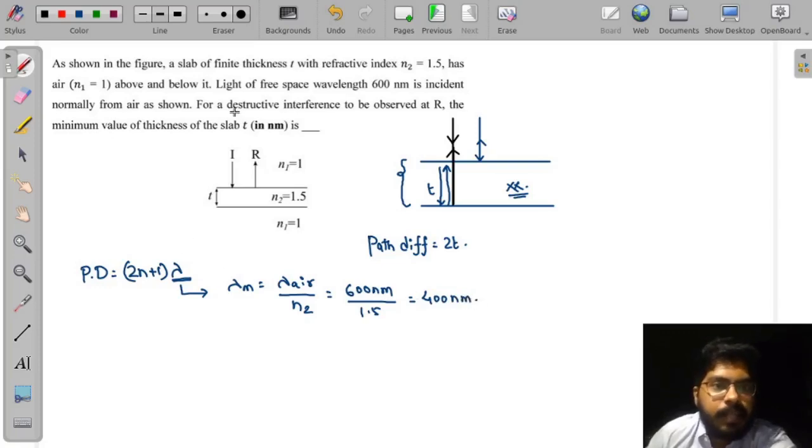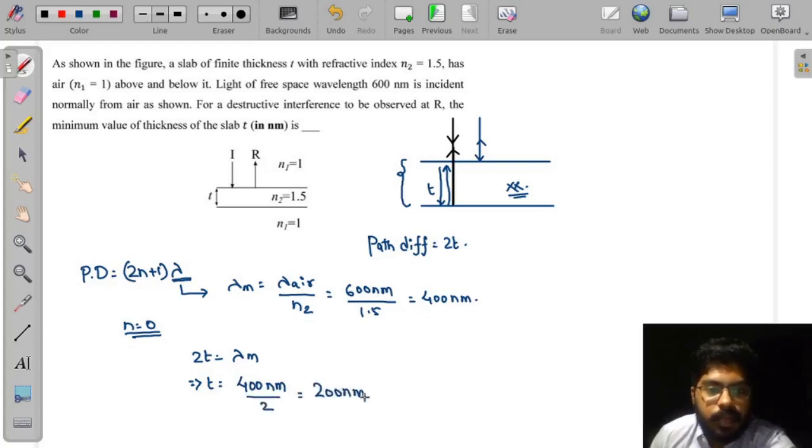And here they haven't mentioned which destructive interference you have to get, so you can assume n to be 0. If you assume n as 0, then 2t is equal to lambda medium, sorry. So t is lambda medium, 400 nanometer, divided by 2, so this is 200 nanometer. So your answer for this question is 200 nanometer.